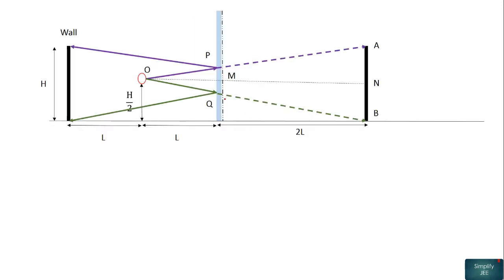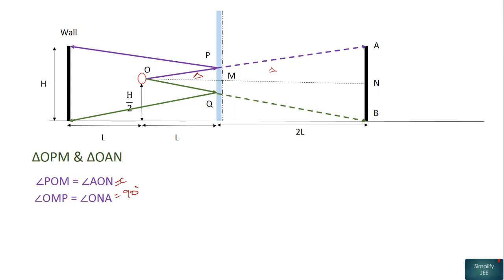Now in this figure, if I see the triangle OPM, this triangle, and this bigger triangle OAN, then here we have in these two triangles angle POM equal to angle OAN, which will be common between both these triangles, angle OMP equal to angle ONA, which will be 90 degrees, and angle OPM equal to angle OAN, which is the angle formed between two parallel lines. Hence, we have triangle OPM similar to triangle OAN.